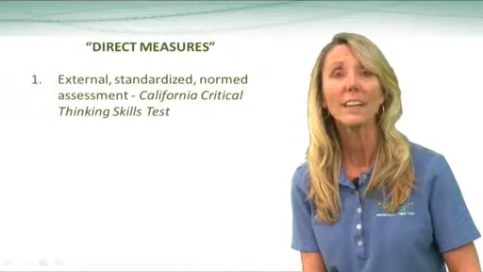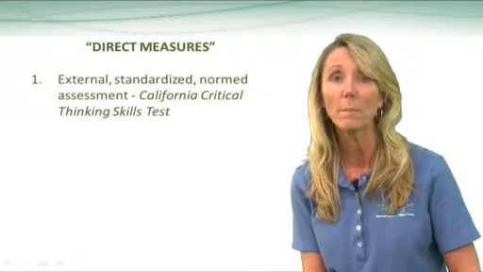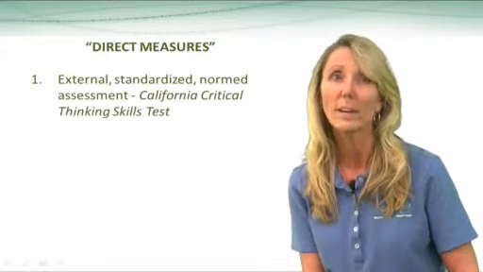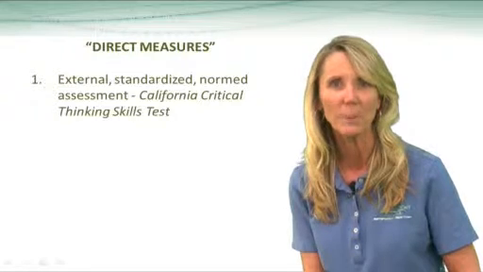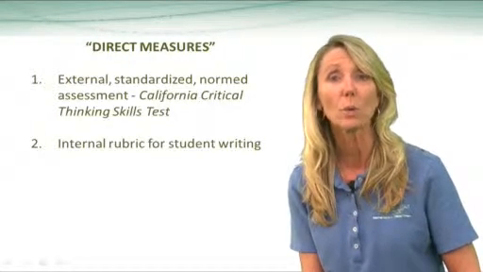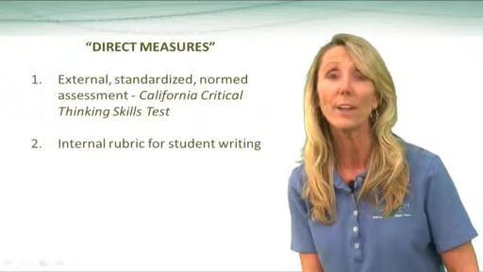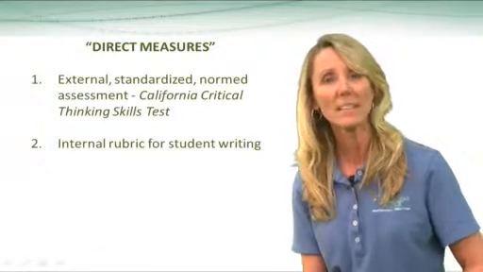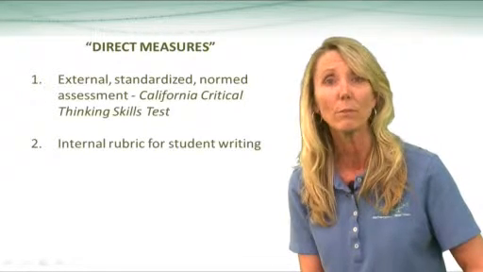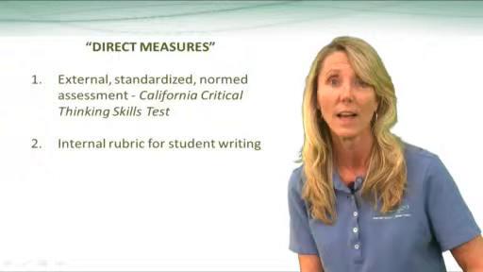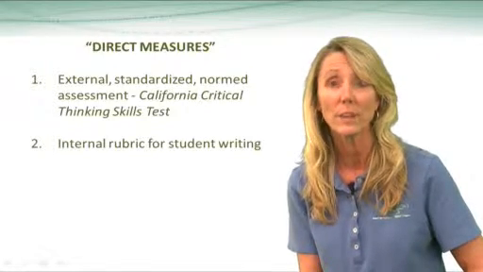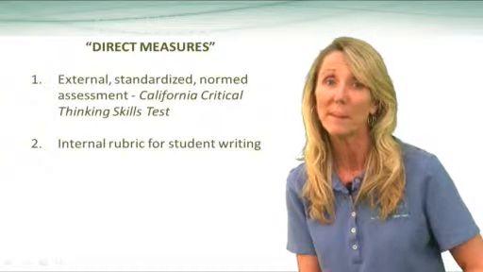First, we're using an external, standardized, and normed assessment called the California Critical Thinking Skills Test, or CCTST for short. And second, we're using samples of student writing that are scored with an internally developed critical thinking rubric. In both cases, students are sampled randomly as a part of our existing general education assessment process. Additionally, some students are sampled from classes taught by faculty who have been involved on the QEP committees.